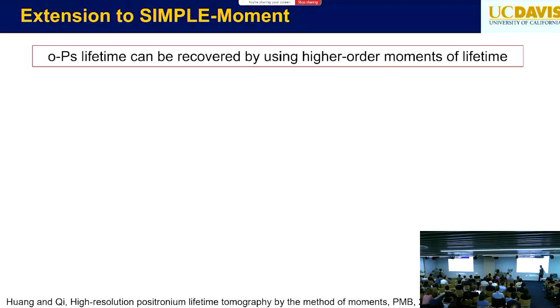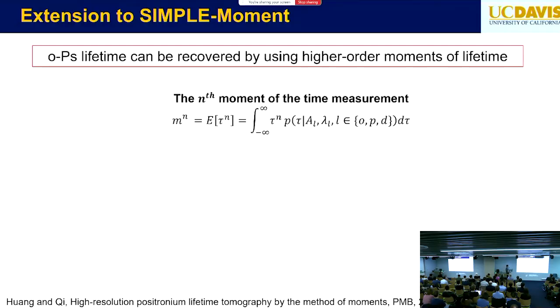Okay, so that's for the average lifetime. Can we do ortho-positronium lifetime imaging using these simpler methods? The answer is yes. We can extend this to higher-order moments. Consider the mean lifetime. It's just the first moment, right? So when the power n equals 1, that's the mean lifetime. When n is greater than 1, that's a higher moment.